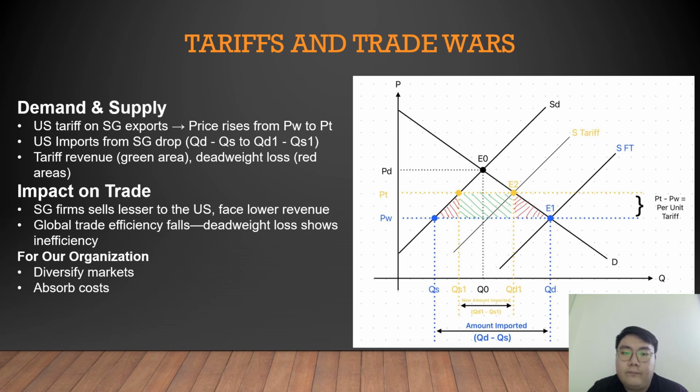The green area in the graph shows the tariff revenue that the US government collects, while the red area highlights deadweight loss, which is also known as the inefficiency from reduced trade. The tariffs hit Singaporean firms hard, as we will sell less to the US as their imports drop, directly cutting our revenue. Global trade efficiency will also drop, which is shown as the deadweight loss. This shows the economic value lost from reduced trade, and the US consumer pays more.